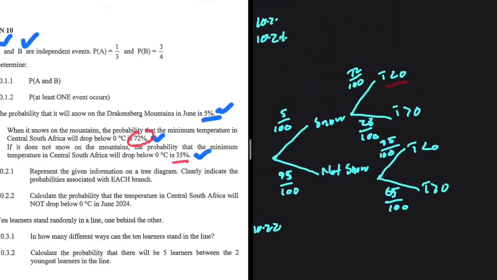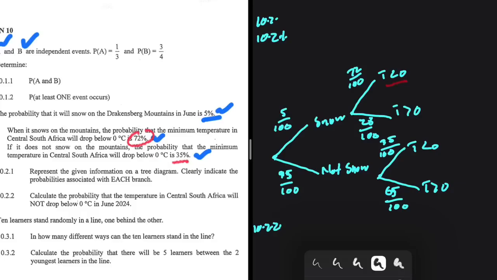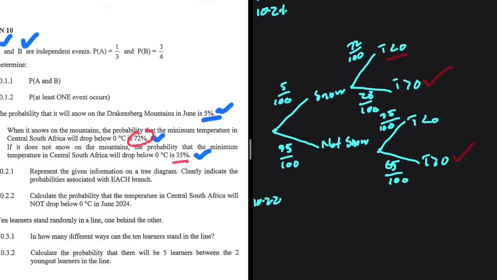We have to use our tree diagram. We want the probability that it will not drop below 0. Okay, let's go ahead. We can see clearly that here it is not dropping below 0 because the temperature is greater than 0. And even here it's not dropping below 0 because the temperature is greater than 0. So we have to add those two probabilities.